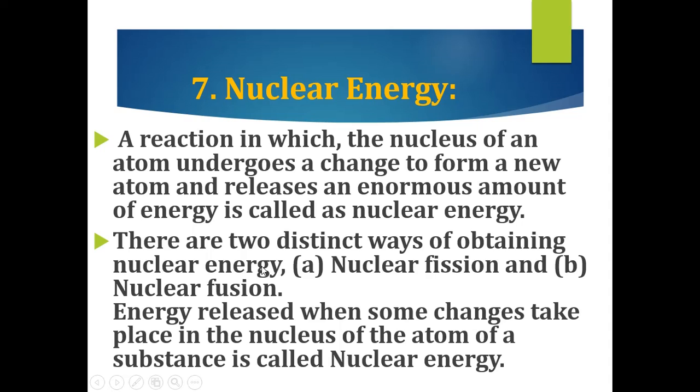This nuclear energy can be obtained in two distinct ways. They are nuclear fission and nuclear fusion. So by two ways we can obtain nuclear energy: nuclear fission and nuclear fusion. The energy released when some changes take place in the nucleus of an atom is called nuclear energy. So the energy which is released during the changes that happen in the nucleus of an atom is called nuclear energy.